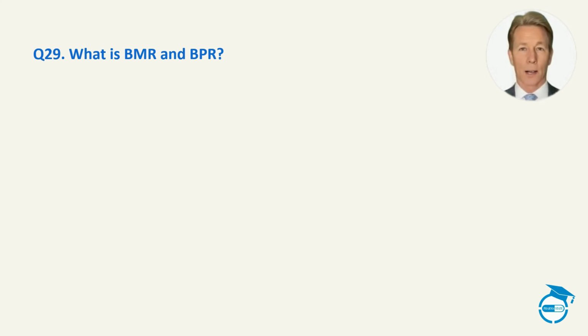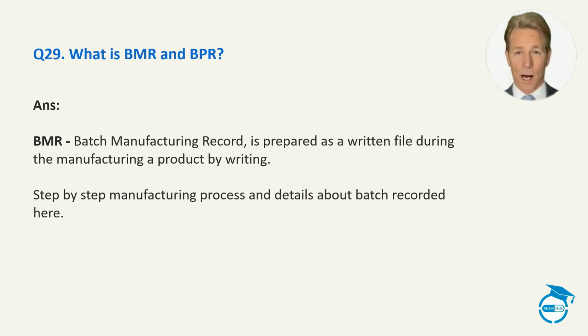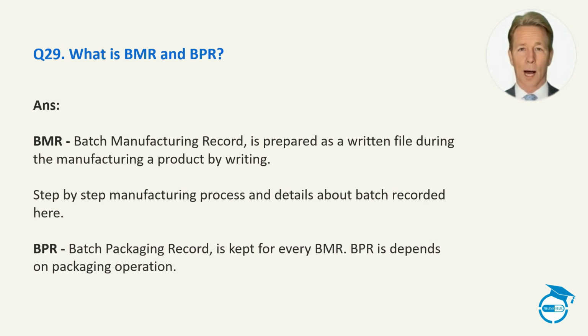What is BMR and BPR? BMR, Batch Manufacturing Record, is prepared as a written file during the manufacturing of a product by writing the step-by-step manufacturing process, and details about the batch are recorded here. BPR, Batch Packaging Record, is kept for every BMR. BPR depends on the packaging operation.